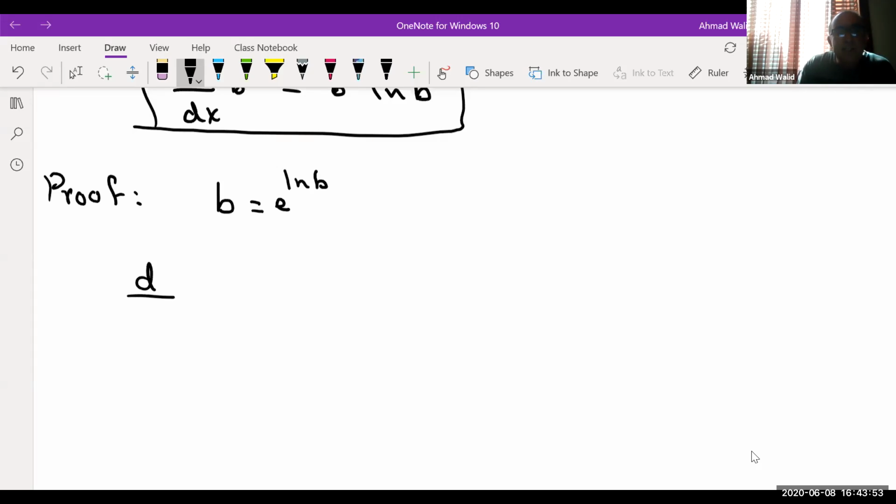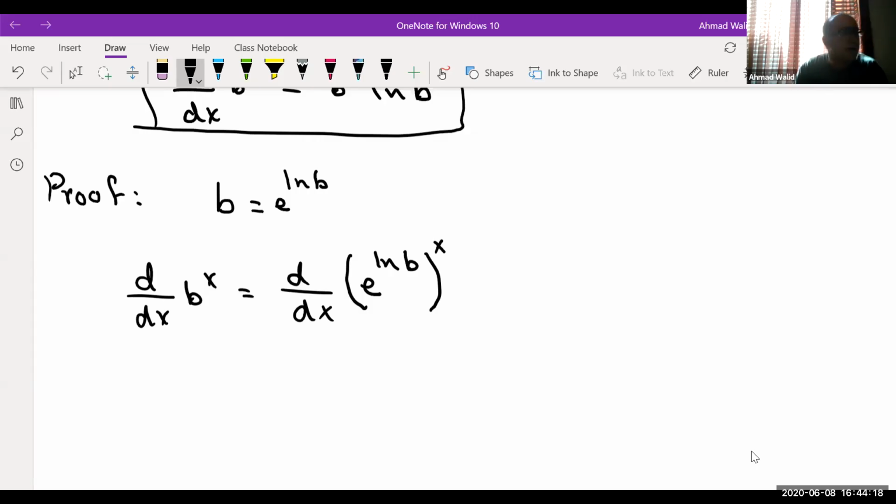Now, the derivative d dx of b to the power of x, I can write as d dx of, instead of b, e to the power of ln b, all to the power of x. I'll replace b with e to the ln b. Now here you have to apply the chain rule.